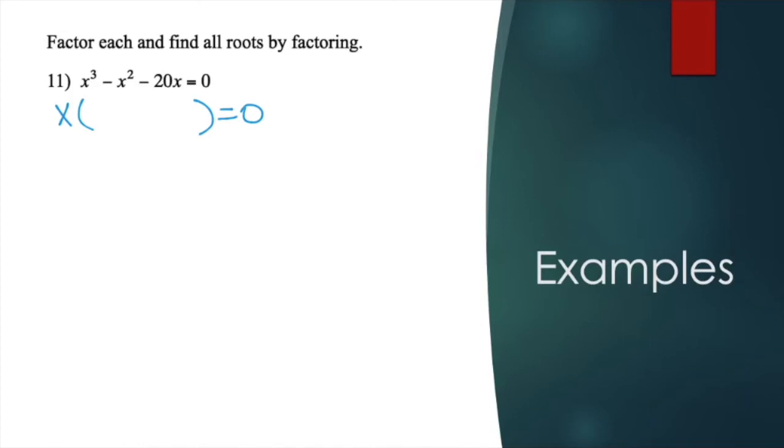We're just going to take an x out right now, not factor it yet. I'm just taking an x out. So what do I have when I take the x out? X squared minus x minus 20. Now we're going to factor that one.